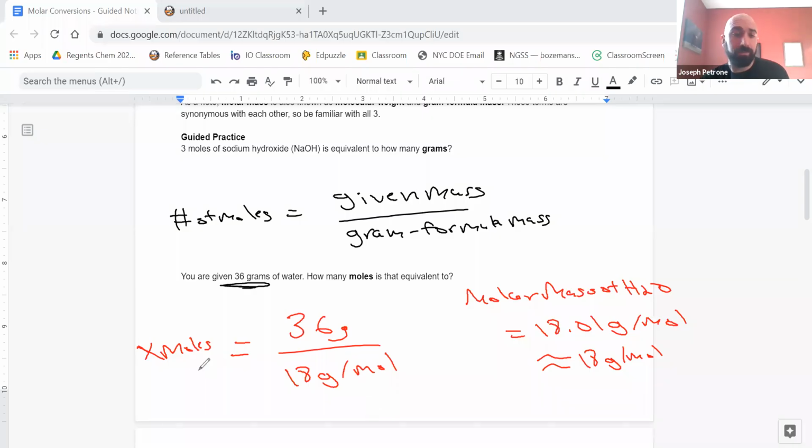Now we just solve for our X. Works out that everything is already set up in terms of this equation. So we're just going to be dividing 36 by 18. By dividing grams and grams here, we are canceling that out, leaving us with the mole. So if we are given 36 grams of water, that is going to be equal to 2 moles of water. So that is how you go from grams to moles.